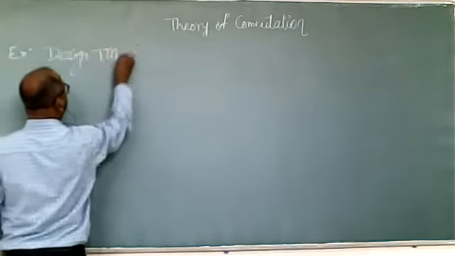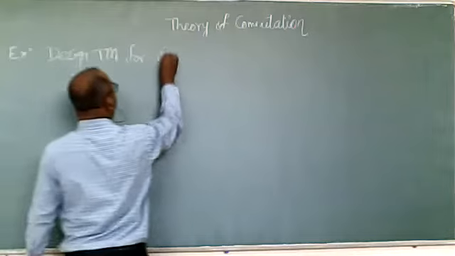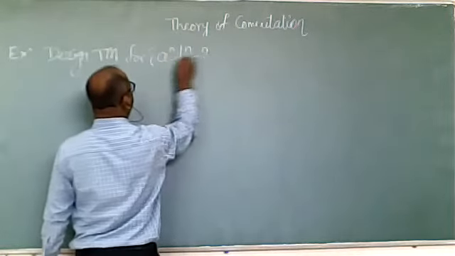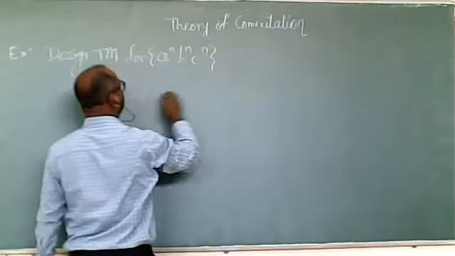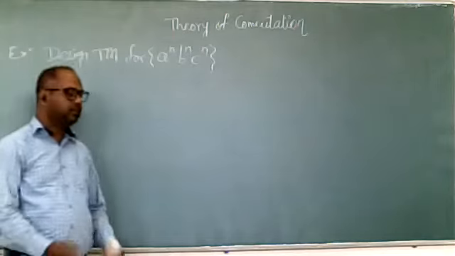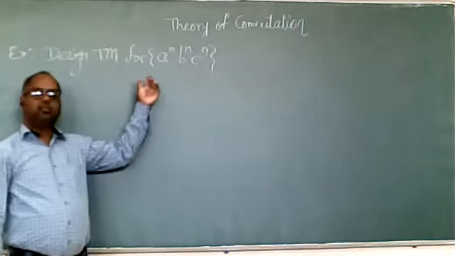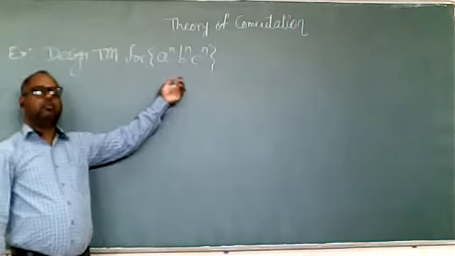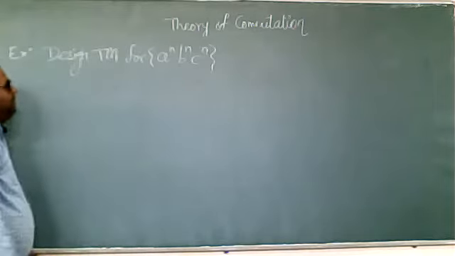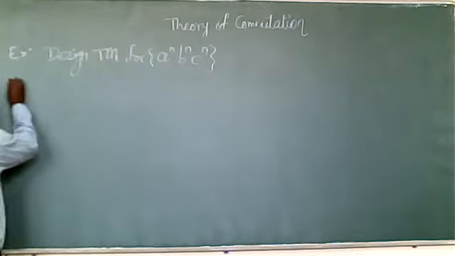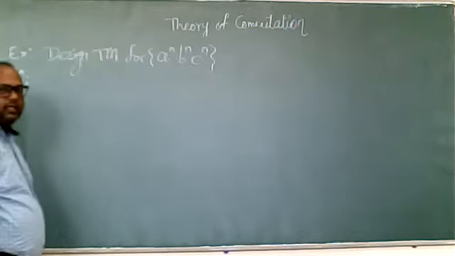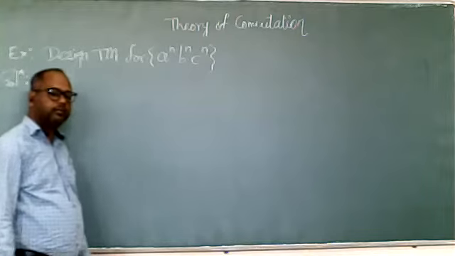Turing machine for a raised to n, b raised to n, c raised to n. Equal number of a's followed by equal number of b's followed by equal number of c's. Now how to solve this problem? As I said, with pushdown automata, it will be very difficult to solve this problem.